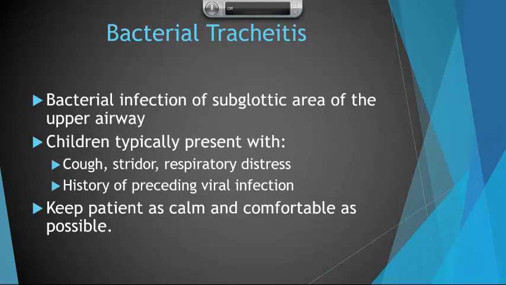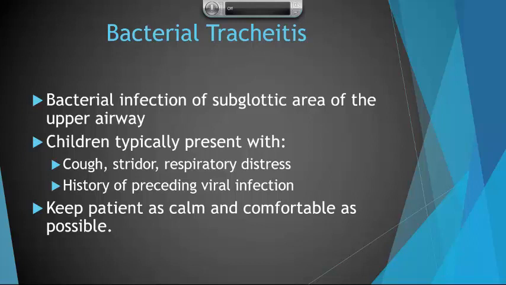Bacterial tracheitis is an acute bacterial infection of the subglottic area of the upper airway, complicated by copious thick pus-filled secretions. It typically presents with cough, stridor, and respiratory distress of varying degrees with a history of a preceding viral infection. Toddlers are at increased risk of complications due to their relatively narrow airway diameter and may present in extremis. Patients are often febrile and may prefer the sniffing position.